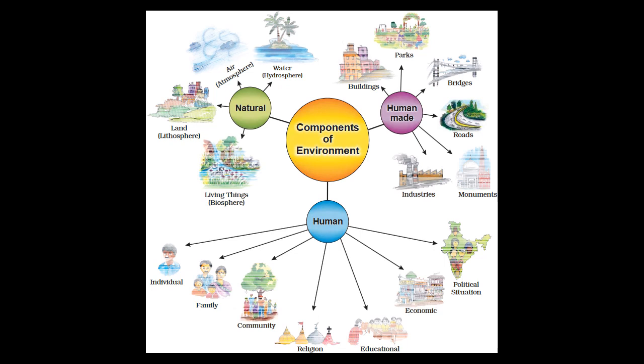See, children, these are the components of environment. Mainly, there are two components, natural and human-made. The natural environment comprises of all living things, land, air, water. That means the things which are provided to us by nature. The second component is human-made. It comprises of the things which are made by us humans for our convenience. For example, buildings, parks, bridges, roads, industries, monuments, and so on.